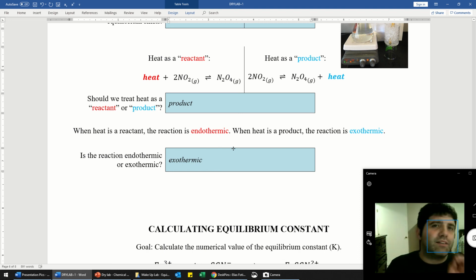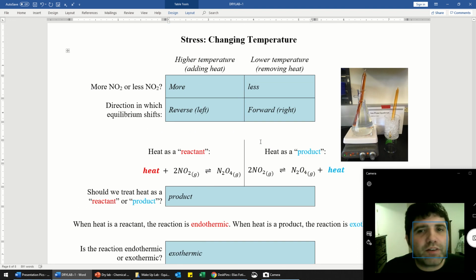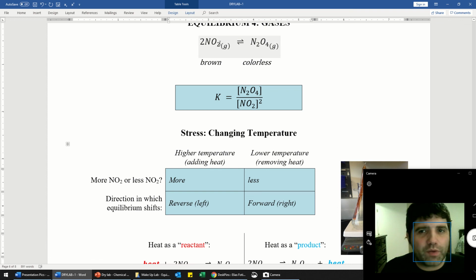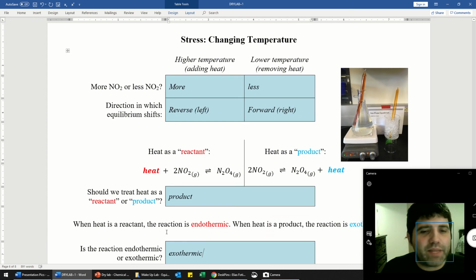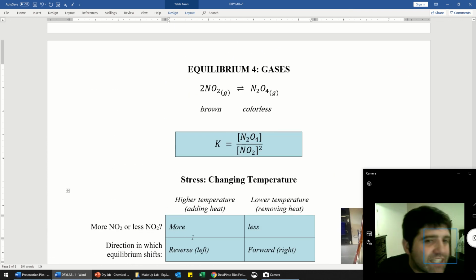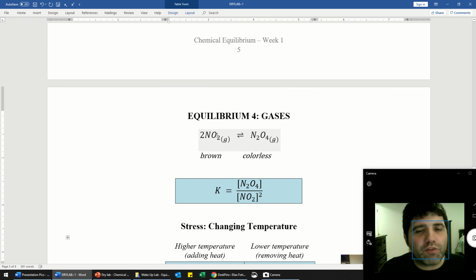A slight nuance here is that there are actually two reactions going on, forwards and backwards. So when I say the reaction being exothermic, what I really mean is that the reaction going from the left to the right. So I'm talking about the forward reaction is exothermic. The reaction going backwards is endothermic.